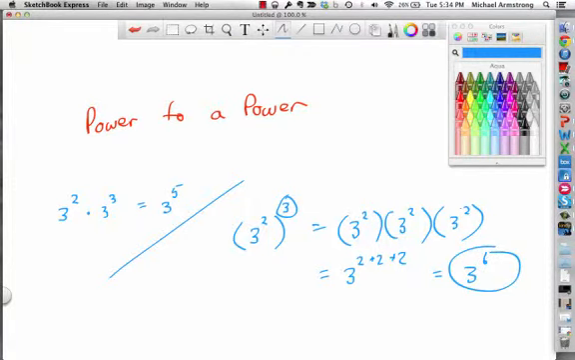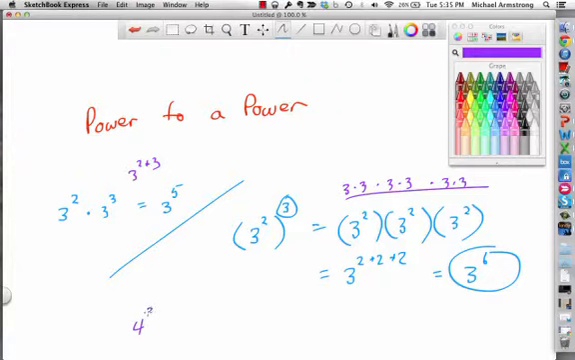There's 2, 4, 6 of these 3's. If we split them all apart, we'd have 3 times 3, that's this first one, times 3 times 3, that's the second one, times 3 times 3, and if we count up all those 3's, it's to the sixth power. So when we have a power to a power, instead of adding, like we did over here, 3 to the 2 plus 3 to get 3 to the fifth power, we multiply. A power to a power is multiplying.